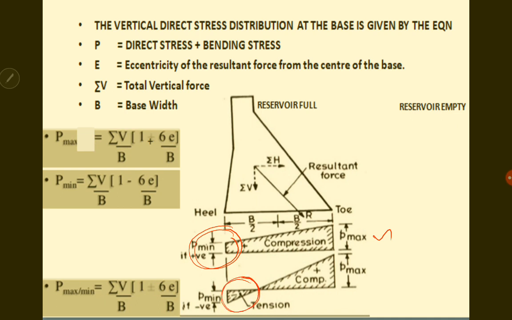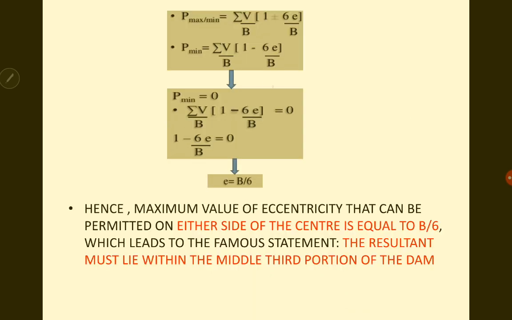So let us find out the value of P minimum. The value of P minimum is equal to sigma V by B, 1 minus 6E by B. This must have a value max equal to 0, isn't it? So if this value is equal to 0, then the whole equation becomes equal to 0, or you can say that 1 minus 6E by B must be equal to 0, which in turn says that E is equal to B by 6.